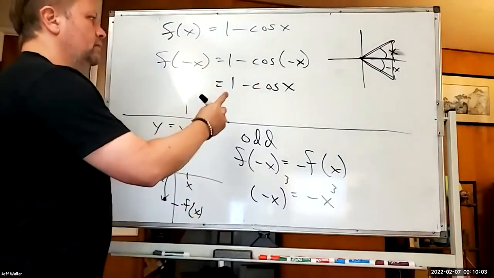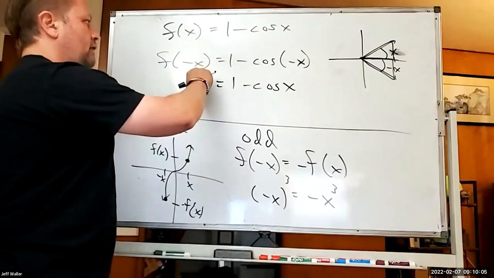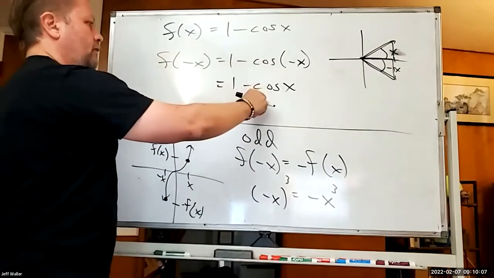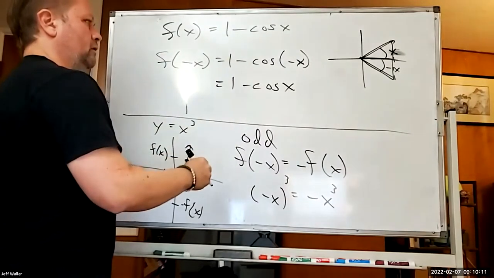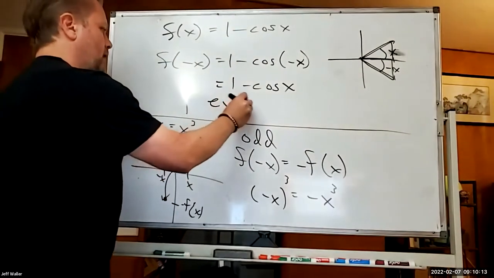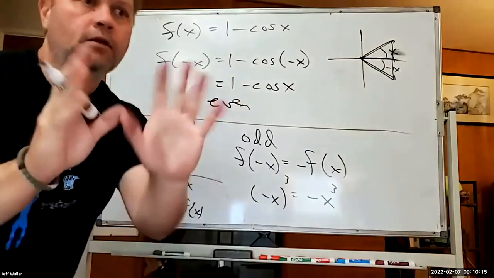So what kind of symmetry does this have? When I plugged in negative x, it came out to be the same function. What kind of symmetry does this have? Even. Bam.